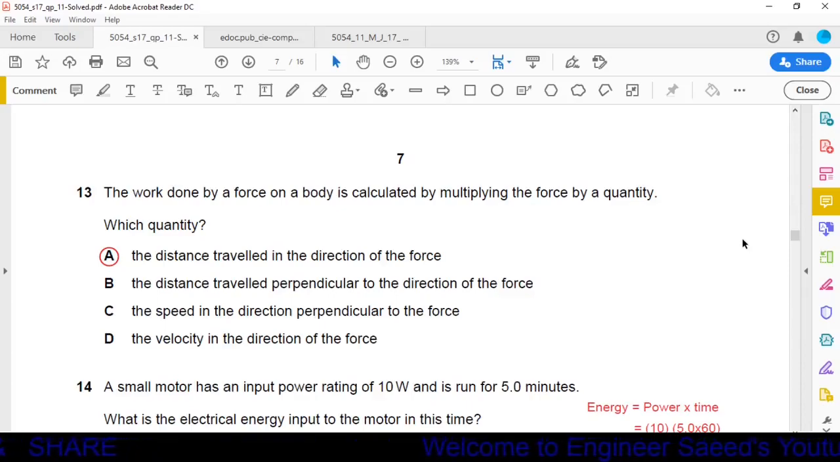Question number 13. The work done by a force on a body is calculated by multiplying the force by a quantity. Which quantity? Okay, work is defined as a product of force and the distance traveled in the direction of the force. So option A is the correct one. It is the basic definition of work done.